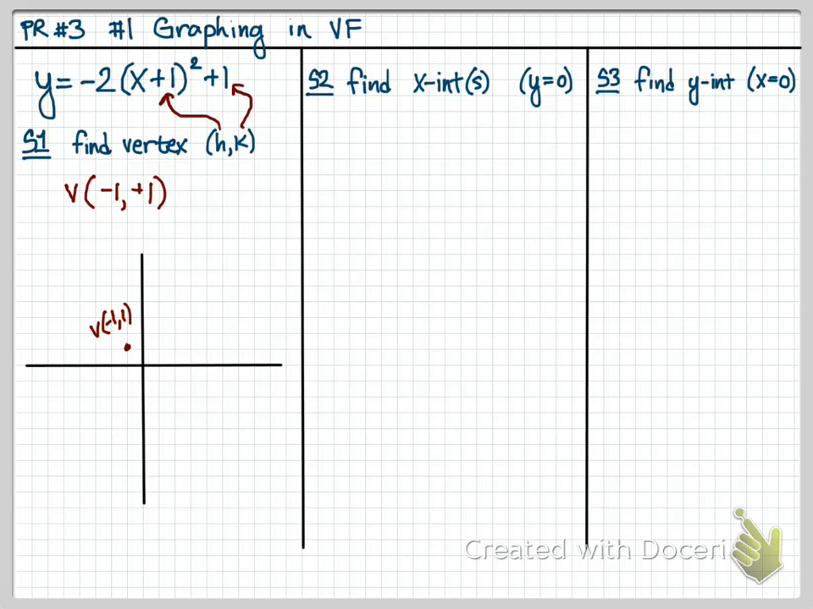And then we graph that. The vertex is -1, 1. Put that on your graph. Then we move over to step 2. So check, step 1 done. Let's move to step 2.